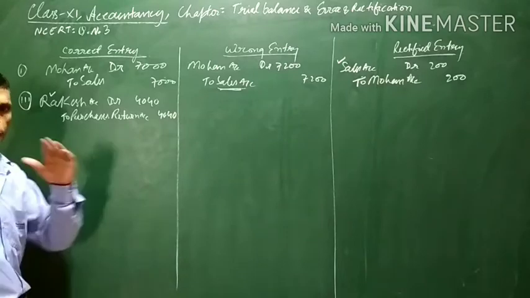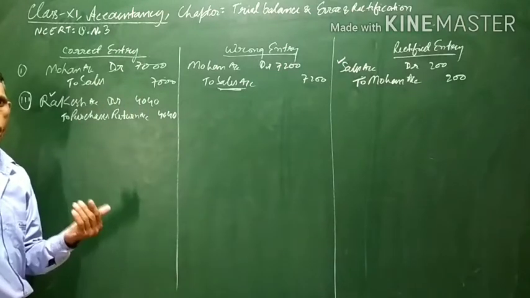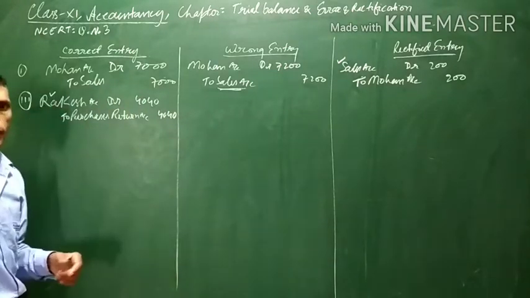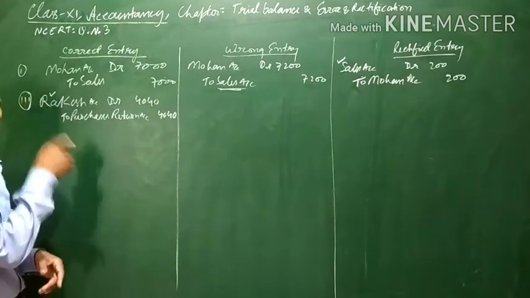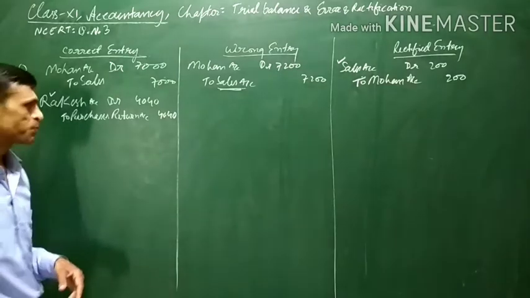Rakesh will receive the goods because we are returning the goods to Rakesh, and Rakesh is a personal account, and the rule for a personal account is debit the receiver. So since Rakesh will be receiving the goods, that is why Rakesh will be debited.